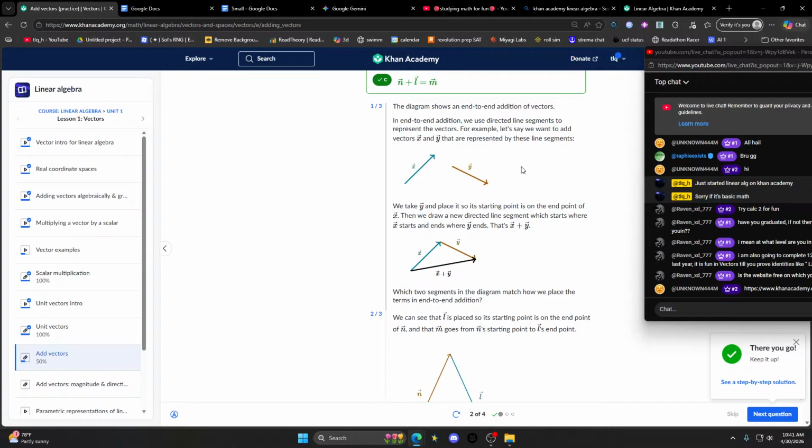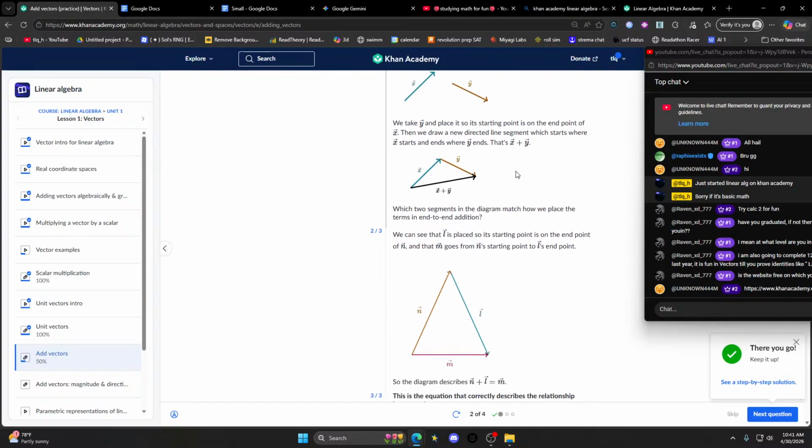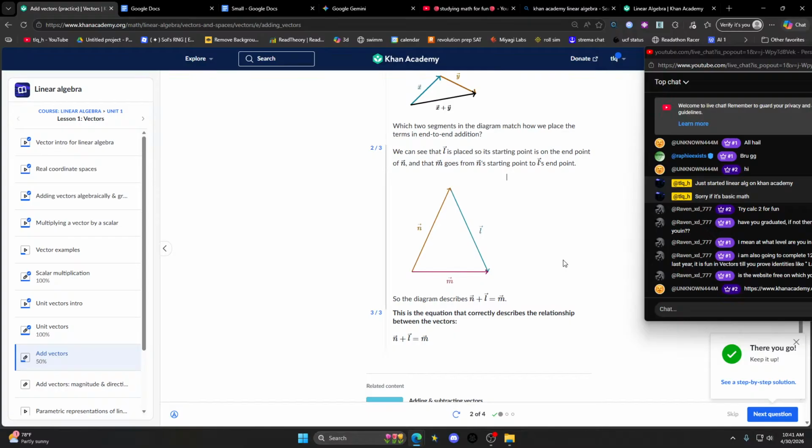Okay. Oh my god. Yeah, like, you can see that as the starting point. It's something with endpoints and starting points, but I'm too lazy to learn this. This sucks. Alright.